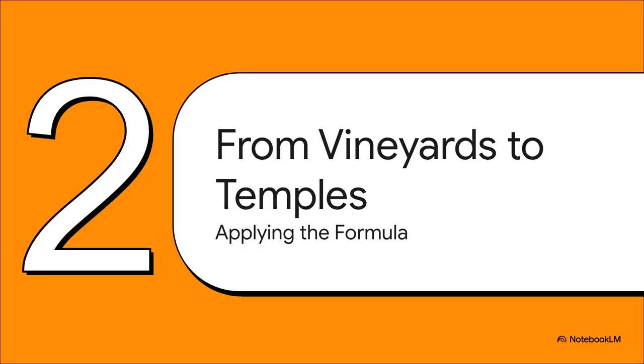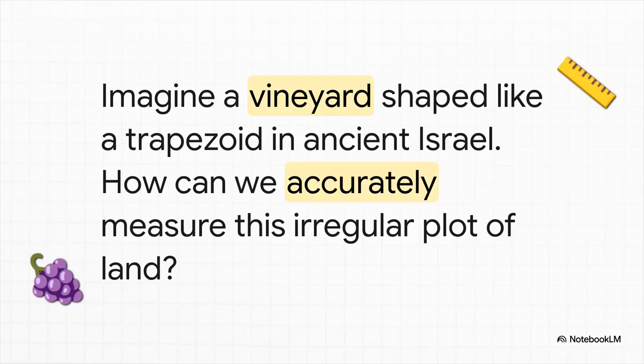Okay, so we've got our tool. Now let's actually put it to work. We're about to see how this one little formula can be applied to everything from humble vineyards to grand temples, all taken from the lesson's biblical world. Let's set the scene for our first problem. Imagine we're in ancient Israel, mapping out a plot of land for a new vineyard. The land isn't a perfect square or rectangle, it's a trapezoid.